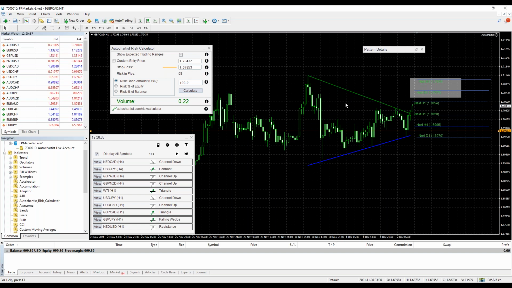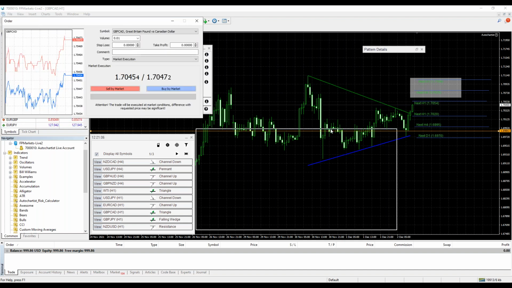And I want to trade long, and I want to risk $100 because I have $1,000 in my account. So my risk in pips at that orange line is 58 pips. I want to risk $100, so I want to set a volume of 0.22. So let me see what that looks like.